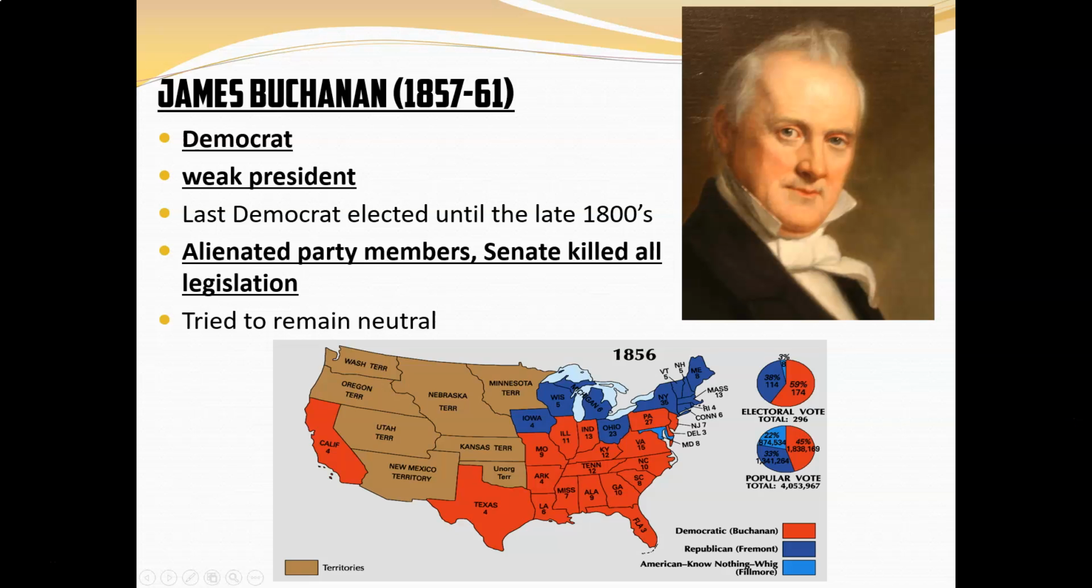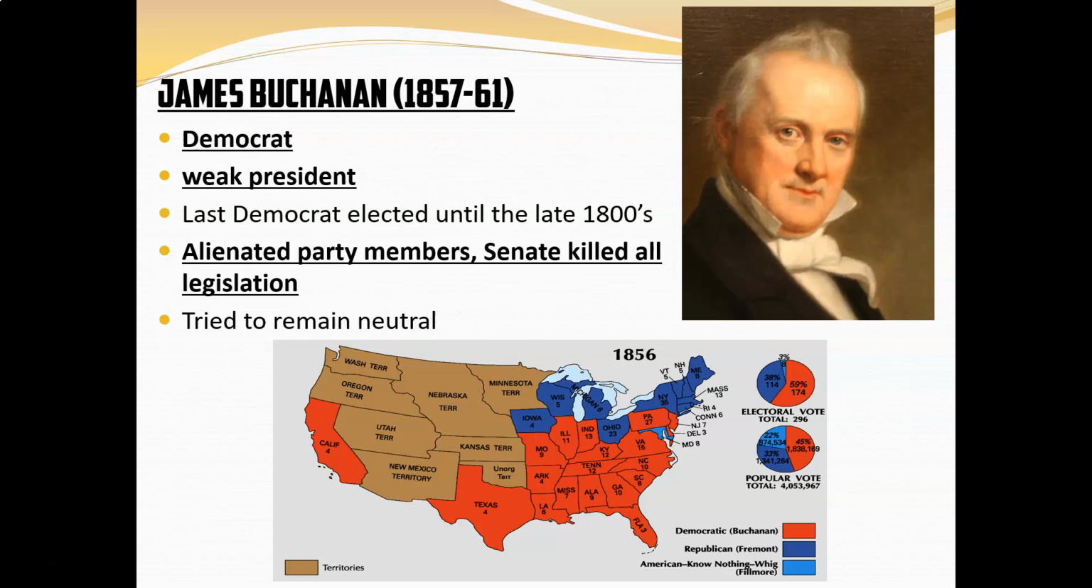Now, James Buchanan. James Buchanan was a Democrat president. He was a very, very weak president to go along with the 3 that preceded him. One of the reasons that he was weak is that he did very little to actually change anything in the nation in regards to slavery, and he allowed sectionalism to grow even deeper. He will be the last Democrat that is elected until the late 1800s, and one of the reasons that he struggled was he alienated his own party members and really focused on trying to stay in the middle, which upset Southerners more towards the federal government, but also upset Northerners who wanted to see laws excluding slavery.